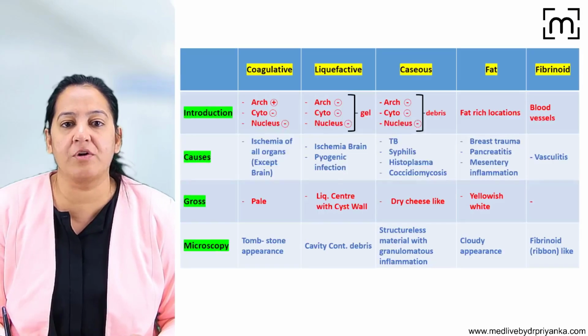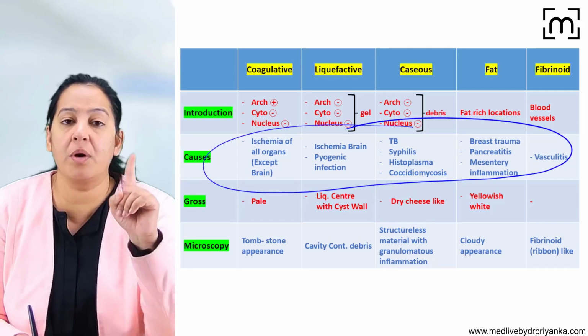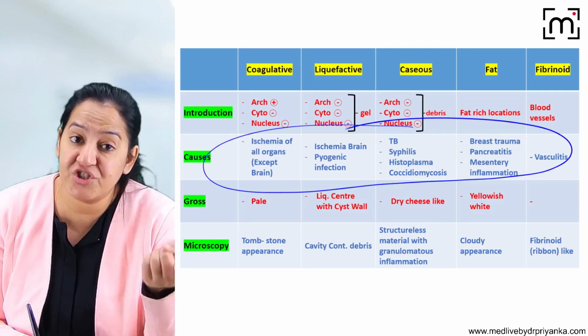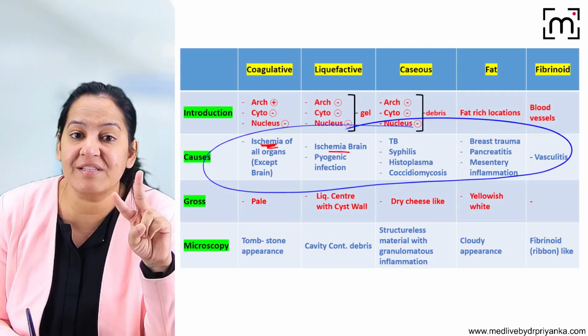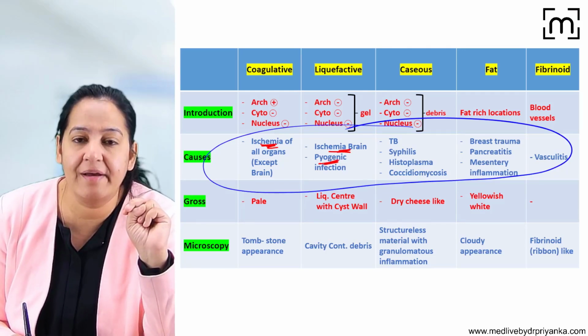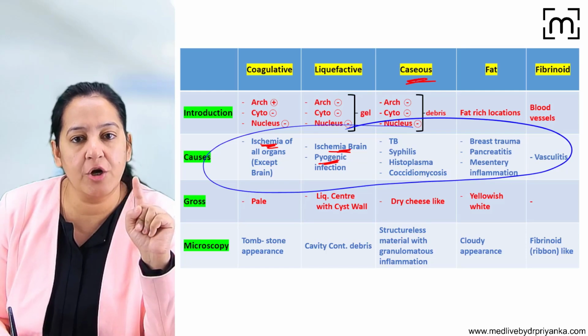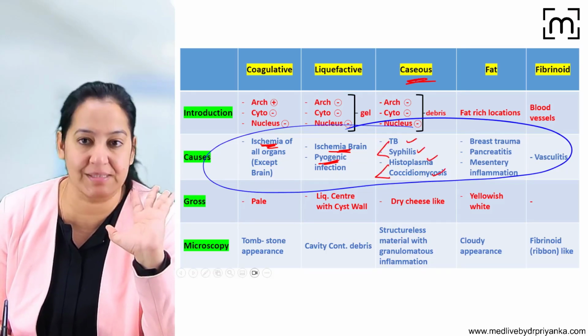Now coming to the causes of all five. Can we revise the causes together? Please learn the causes. What are the causes of coagulative necrosis? Ischemia of all organs except brain. What is the cause of liquefactive necrosis? Ischemia of brain along with pyogenic, pus-like infection. Pus is also a liquid. What are the causes of caseous necrosis? Two bacterial, two fungal: TB and syphilis are the bacterial, histoplasma and coccidioidomycosis are the fungal.